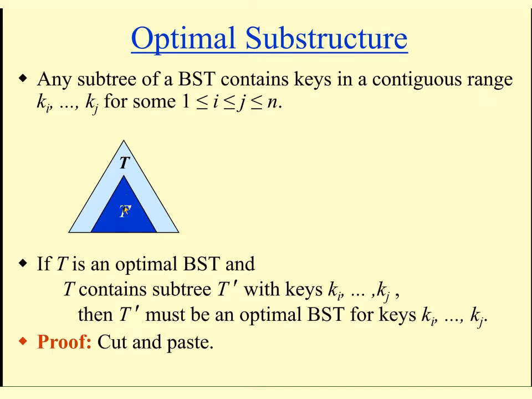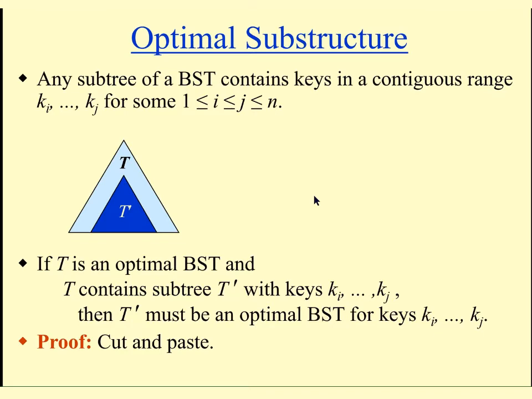Because for those keys, the cost will be decreased, so the total cost will also be decreased. That's why we have this contradiction, which means that it must be optimal. Then we can say the whole binary search tree is optimal.